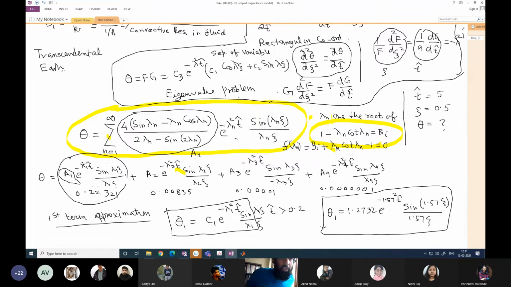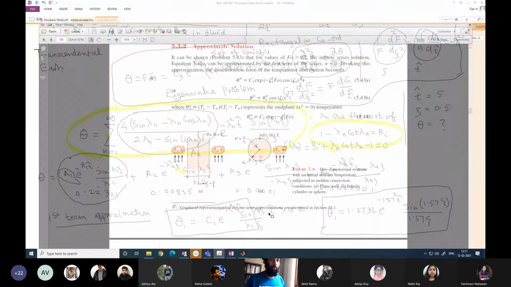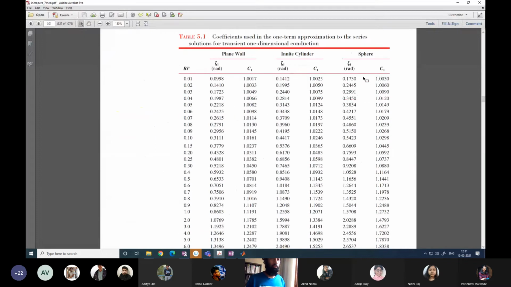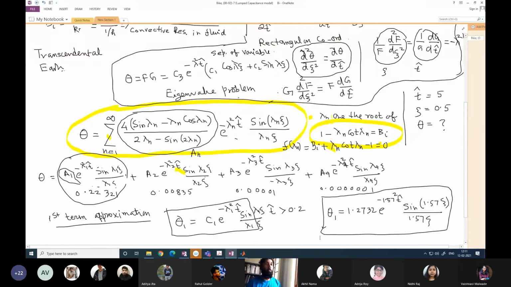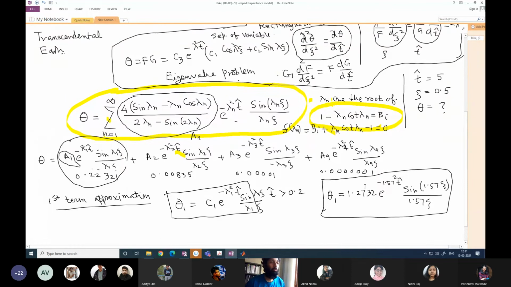So you just put the value of t hat and zeta, and you will get the value of theta at that location and that time. So 1.57, 1.27. This is a little bit involved calculation, so just be sure that you understand how to get those values. Of course, we'll solve some examples. I don't know whether the example is in the tutorial or not.